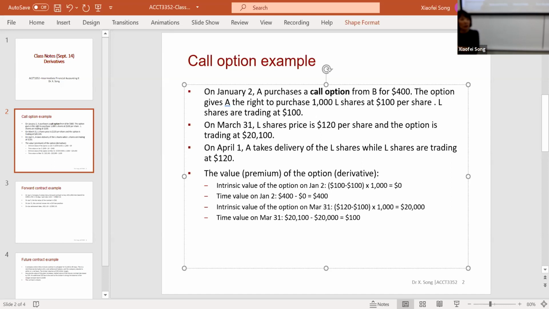Okay, things could still change in the future, and the time value is a bit less, but the expectation is probably L shares will continue to increase in value, right? So that's the idea. So you have $100. You were willing to pay $100 extra for this call option on March 31st. Okay. What happens on April 1st?